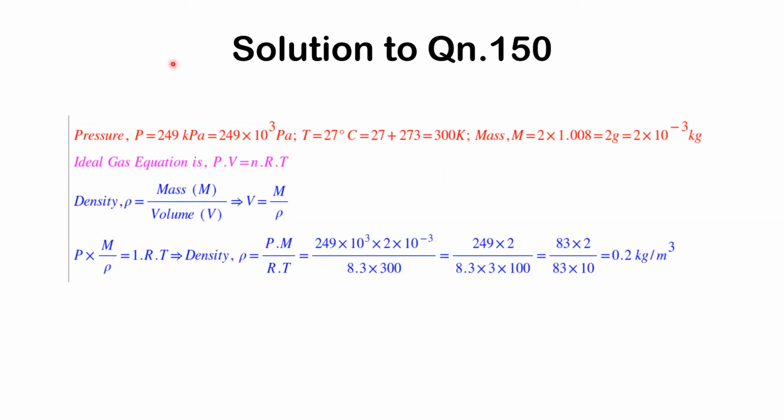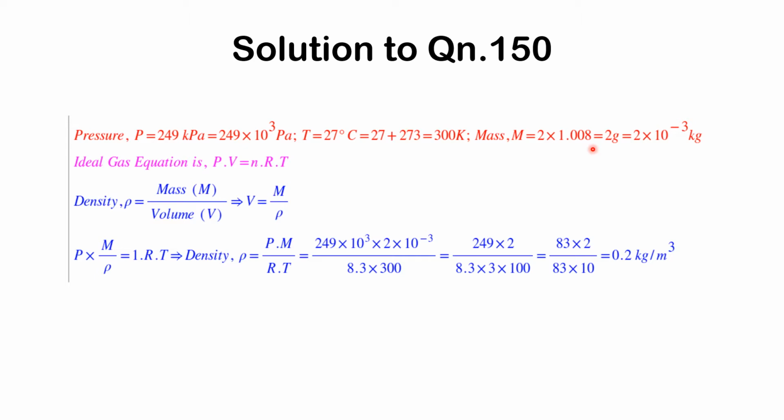Solution பார்க்கலாம். Pressure P is equal to 249 kilopascal. To convert it to Pascal, you multiply by 10 power 3. So it is 249 into 10 power 3 Pascal. Temperature is 27 degrees Celsius. To convert into Kelvin, you add 273. So it's 300 Kelvin. Mass M is equal to 2 times mass of one hydrogen atom.